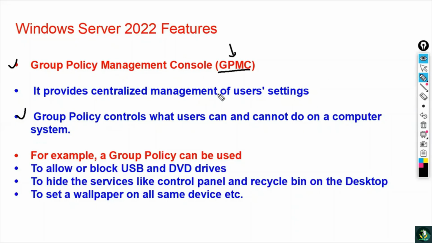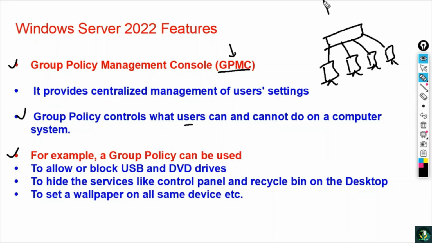From this group policy management console, the administrator will control users, what they can do, what they can't do on a computer. For example, we can allow or block the USB and DVD drives for users. Okay, we have multiple computers in your network, and your company policy is that users should not connect the USB drive. So you will go to group policy management console and you will block the USB and DVD drives.